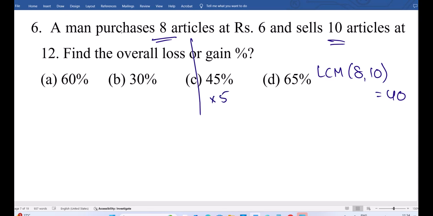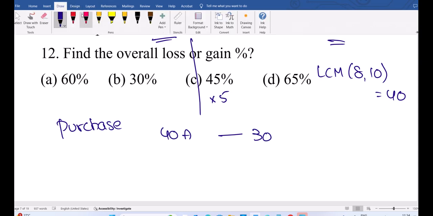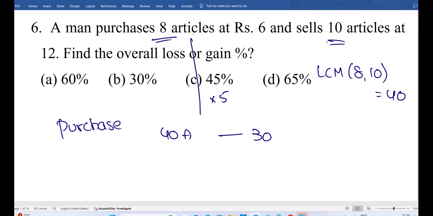Then purchased related to cost price. How many you purchased is 40 articles. Amount 6 into 5, 30 rupees. Second one, 10 articles. You multiply that with 4 so that both will be same. Our task is very simple. Both same, then we can compare and we can decide profit or loss. What is the percentage, everything.